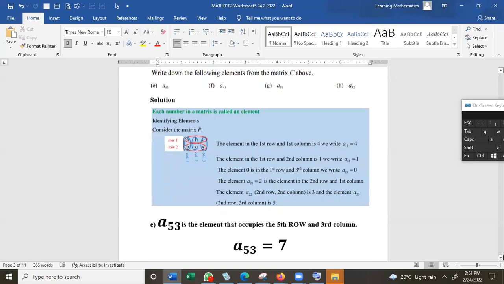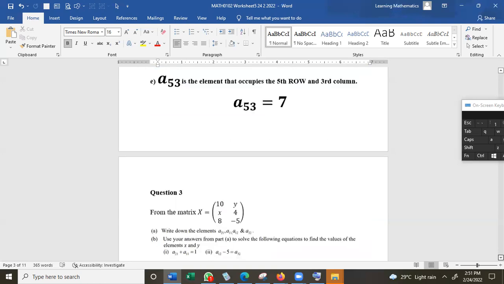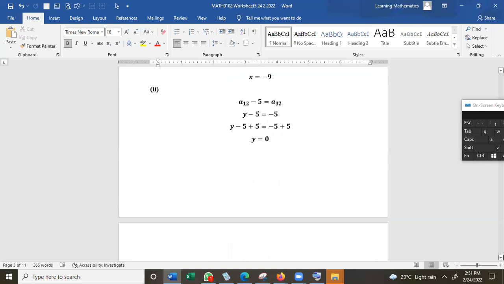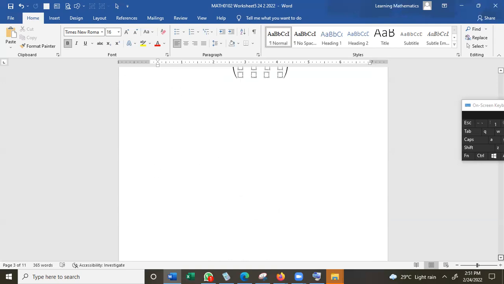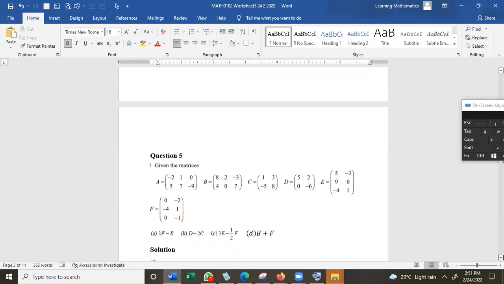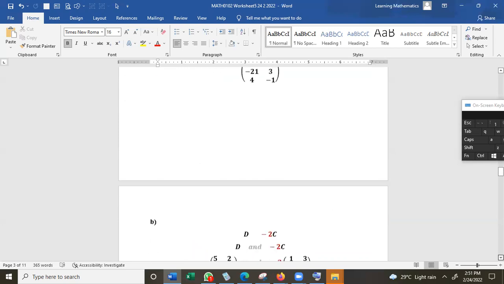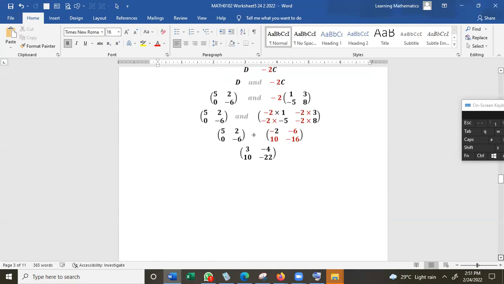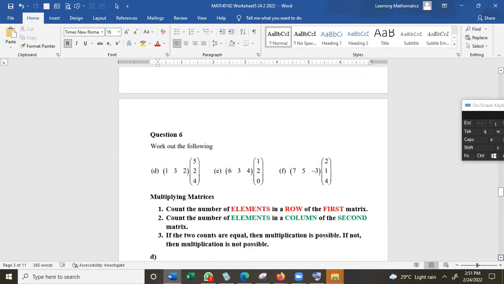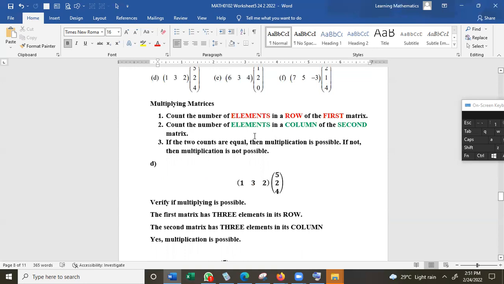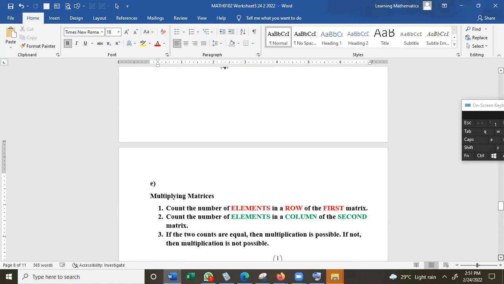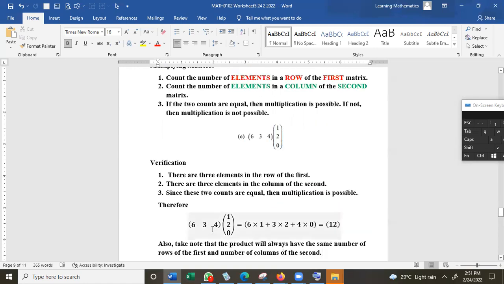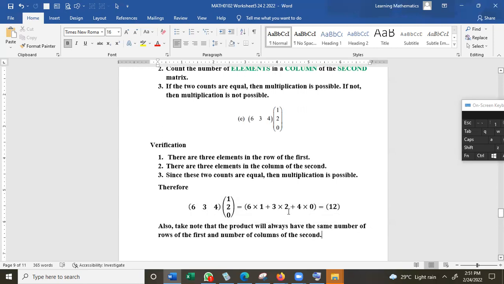When it comes to multiplying matrices now, we have to count the number of elements in the row of the first, and then the column of the second. If those counts are equal, multiplication is possible. And the product, the answer, will always have the number of rows of the first and the number of columns of the second. So just bear that in mind as we're moving forward.